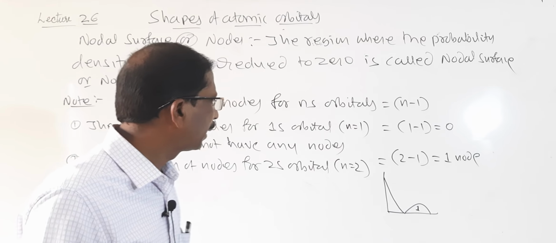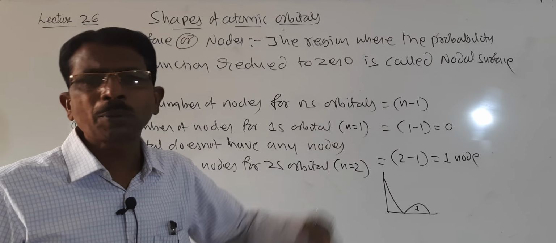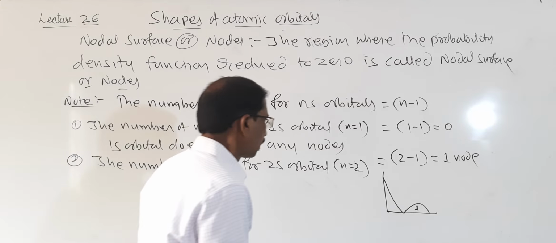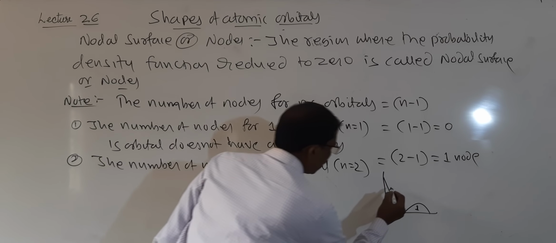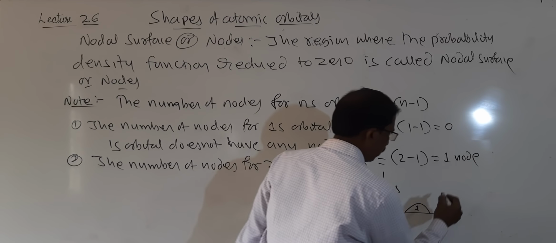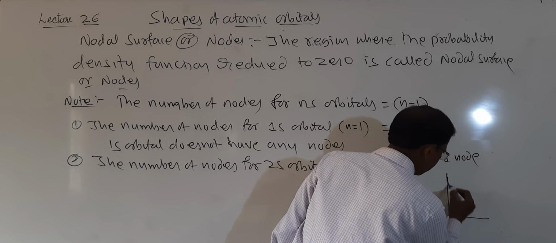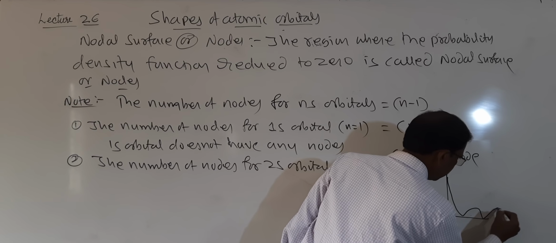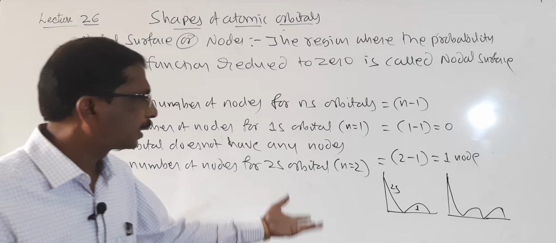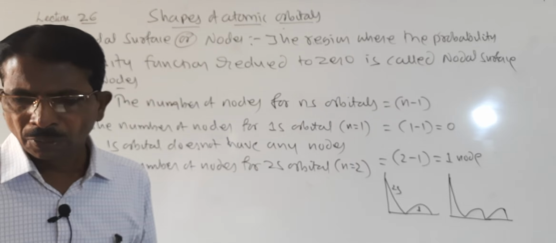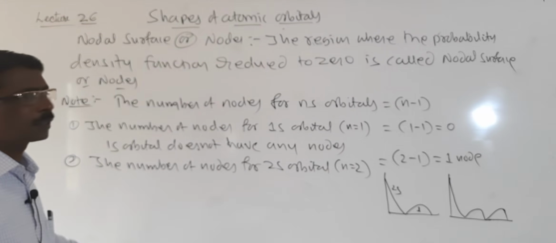Similarly, n minus 1 means 1 less. For 3s it has 2 nodes, and for 4s it has 3 nodes. So that is about these nodes.